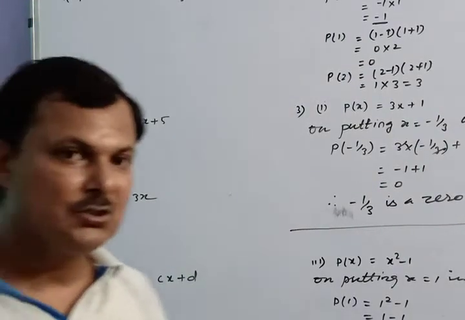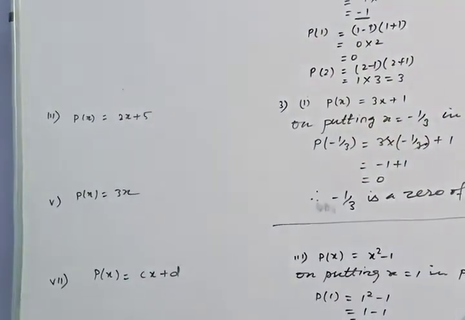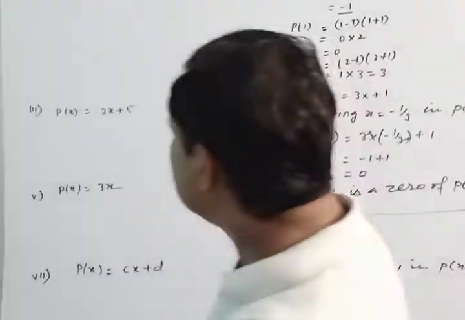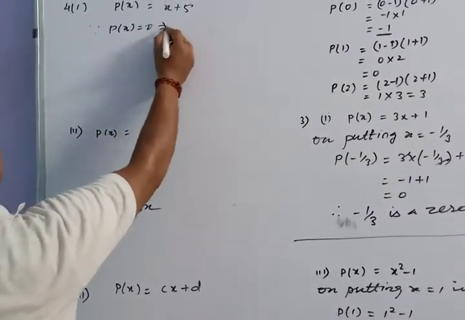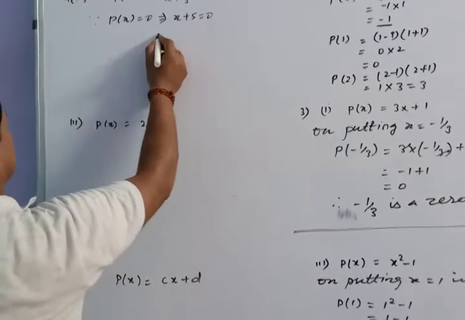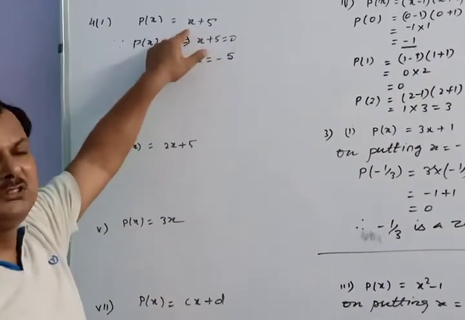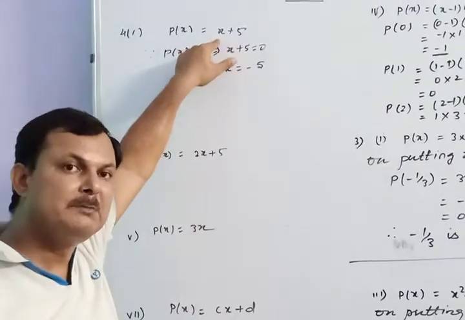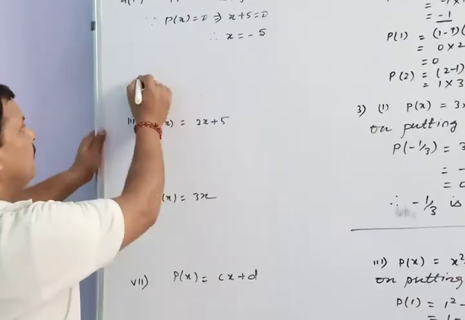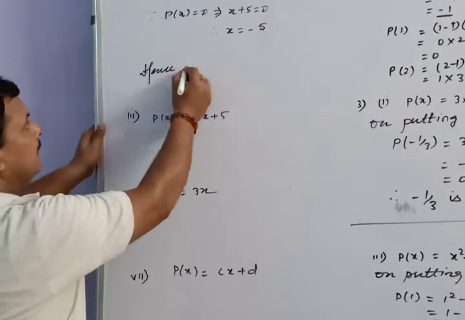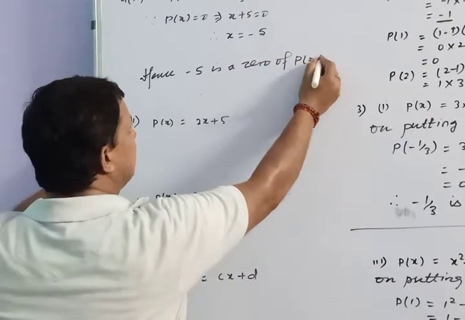So again remember or recall that the zero of a polynomial is that value which has the ability to make the polynomial zero. Clear? It means the polynomial must be zero. So that implies x plus 5 is equal to 0. Therefore, x is equal to minus 5. It means if I substitute minus 5 in the polynomial, it becomes 0. It means the zero of this polynomial will be minus 5. Therefore, minus 5 is a zero of p(x).